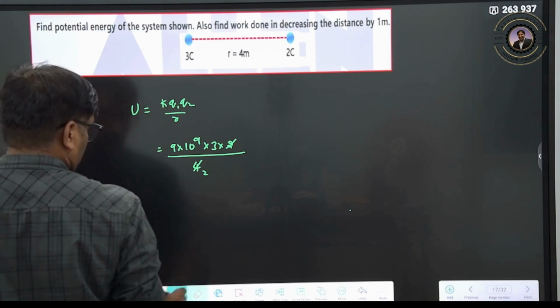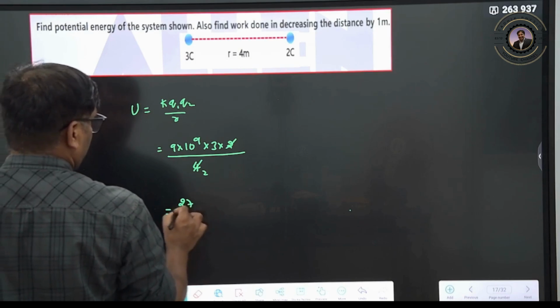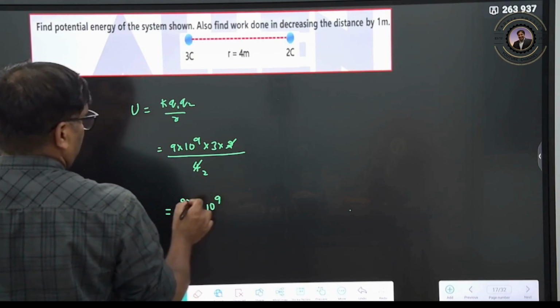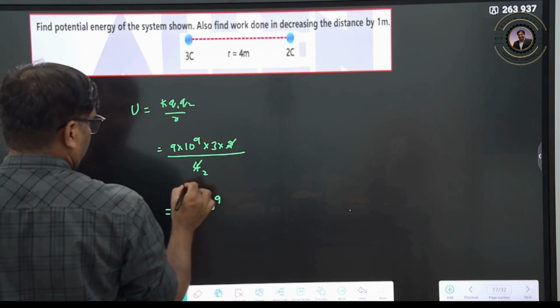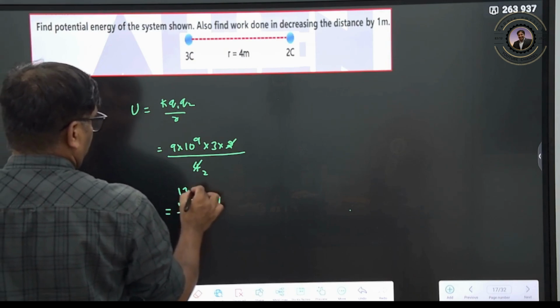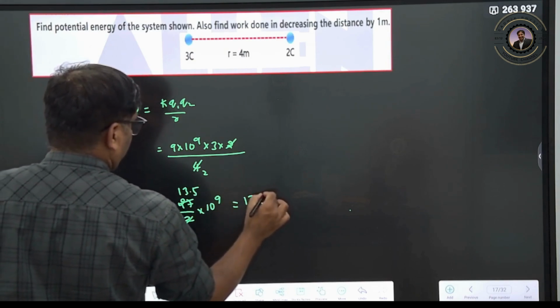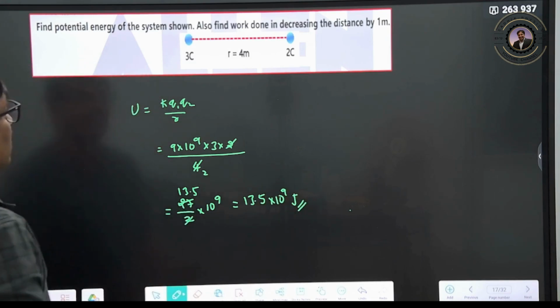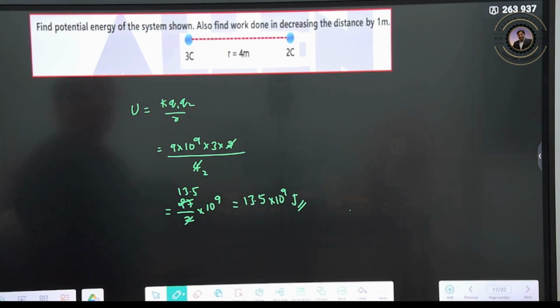So here 9 × 3 is 27. 27 divided by 2, into 10 to the power of 9. How much will it be? So 13.5. Therefore 13.5 into 10 to the power of 9 joules. This much amount of energy was associated with this one, right?